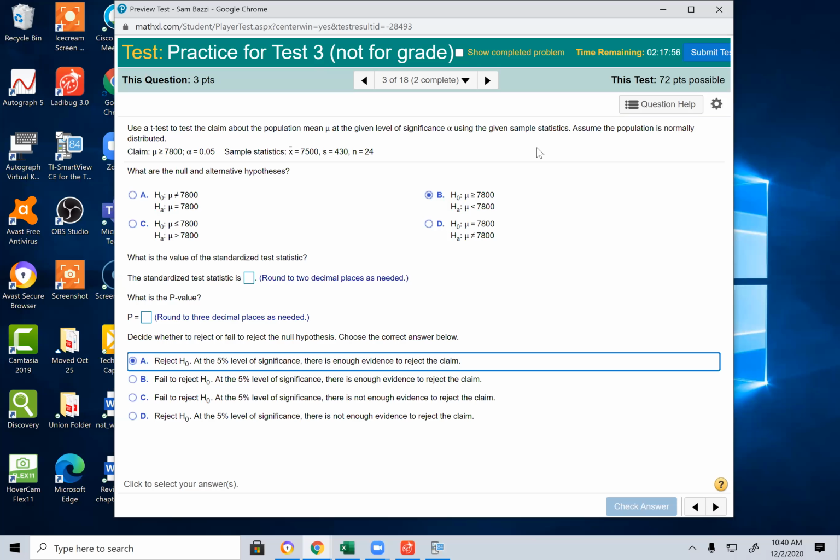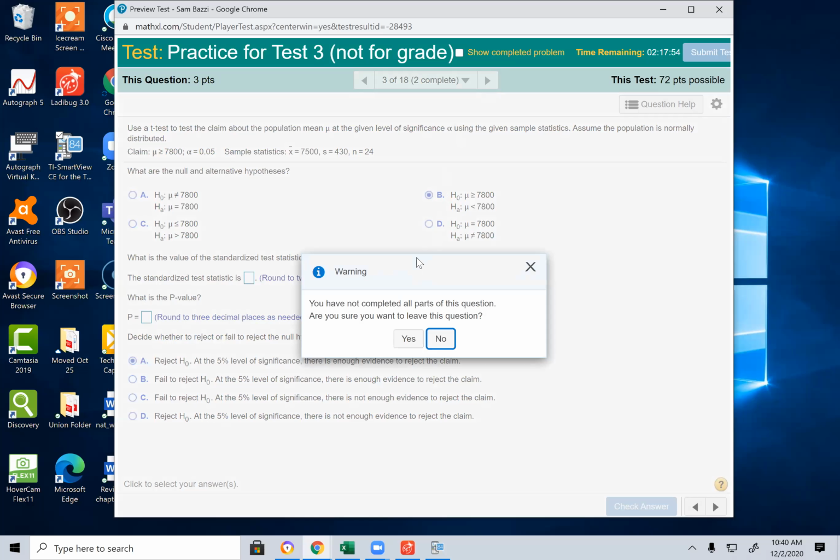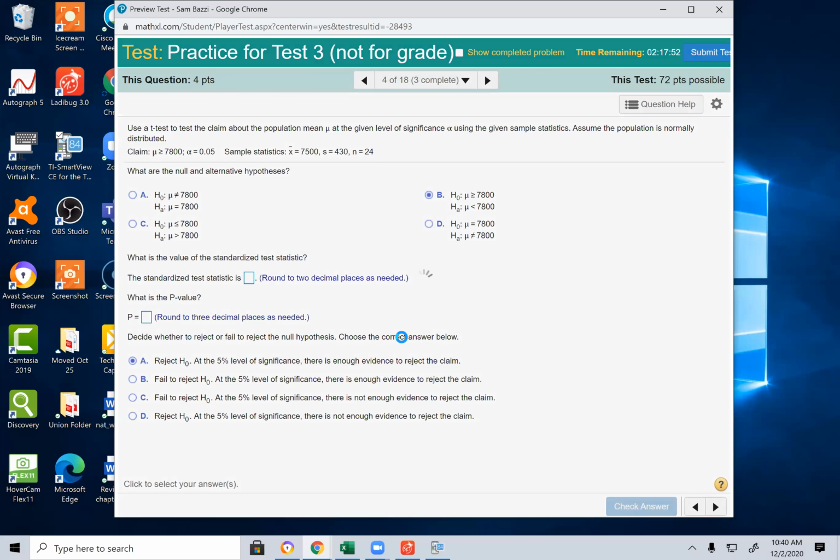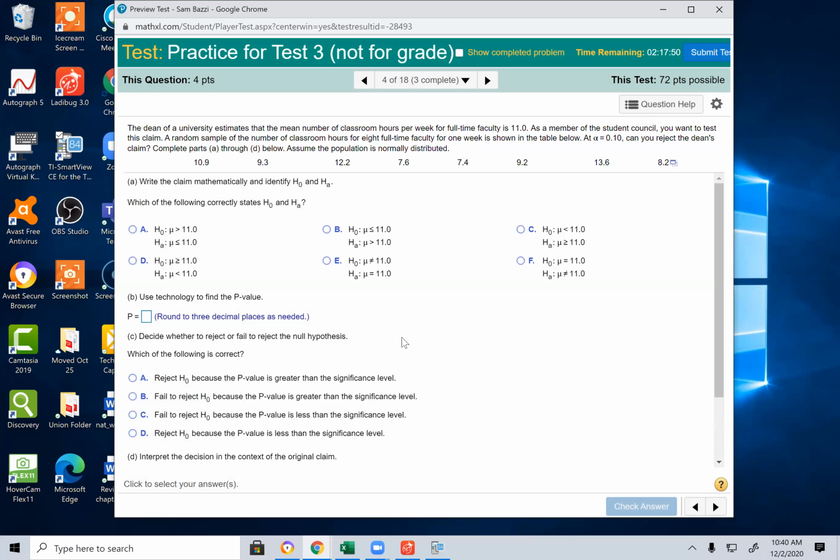Okay, let's go to the next one. The dean of a university estimates that the mean number of classroom hours per week for full-time faculty is 11. As a member of the student council, you want to test the claim. A randomly selected sample of 8 full-time faculty is shown in the table. Can you reject the dean's claim? So the claim, he says that the mean number of office hours per week is 11. So it's going to be equal or not equal, this one.